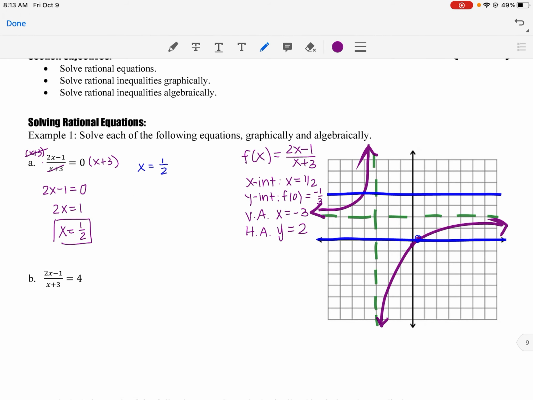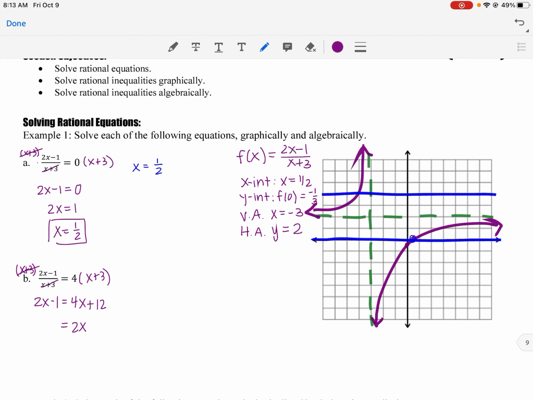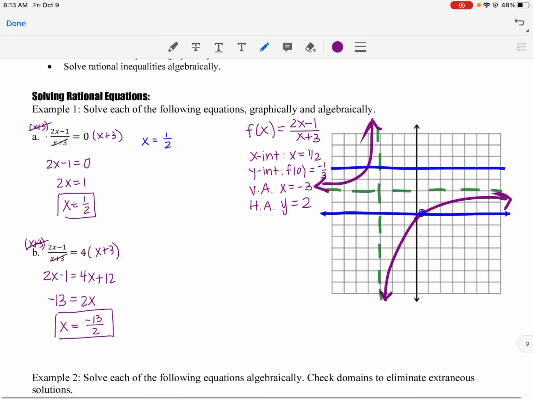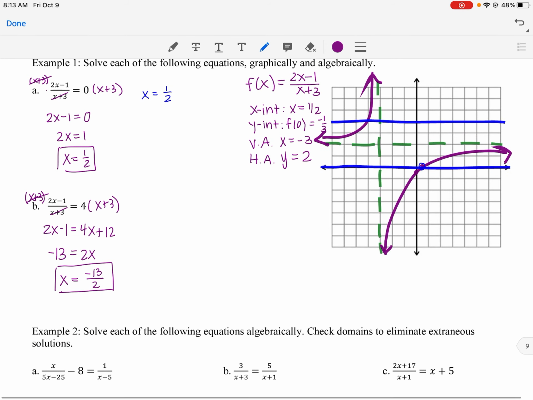If we do the same thing down here, we're multiplying by x plus 3. So we end up with 2x minus 1. As we distribute the 4, we get 4x plus 12. So let's combine. I'm going to move the 2x to the other side, so I get 2x. I'm going to move the 12 to the other side, so I get negative 13. So x equals negative 13 halves. So that means the x value is like negative 6.5? So notice my graph didn't quite match that. I apologize.